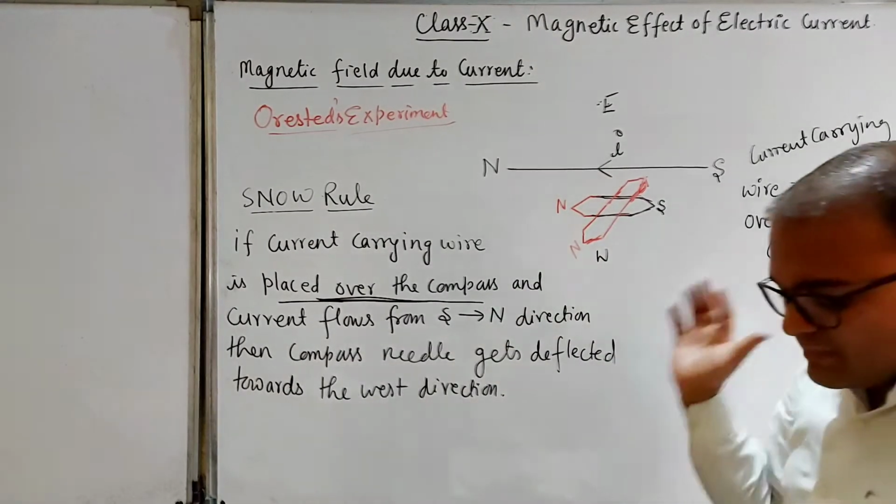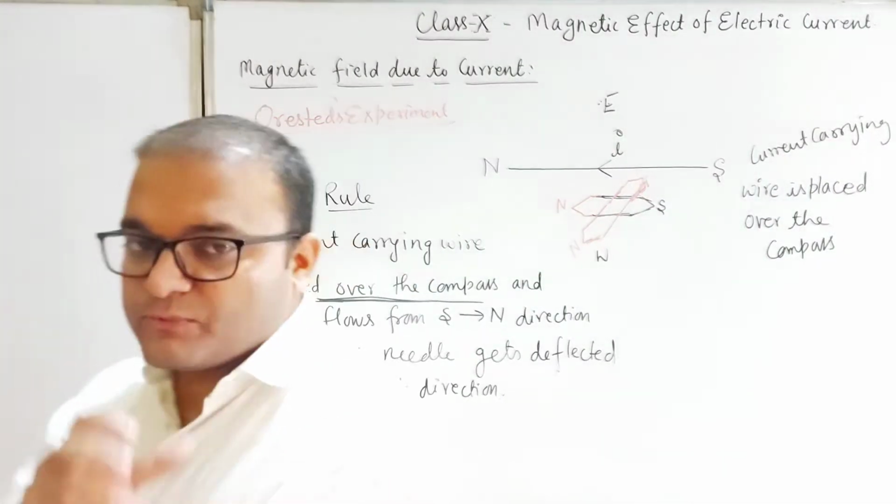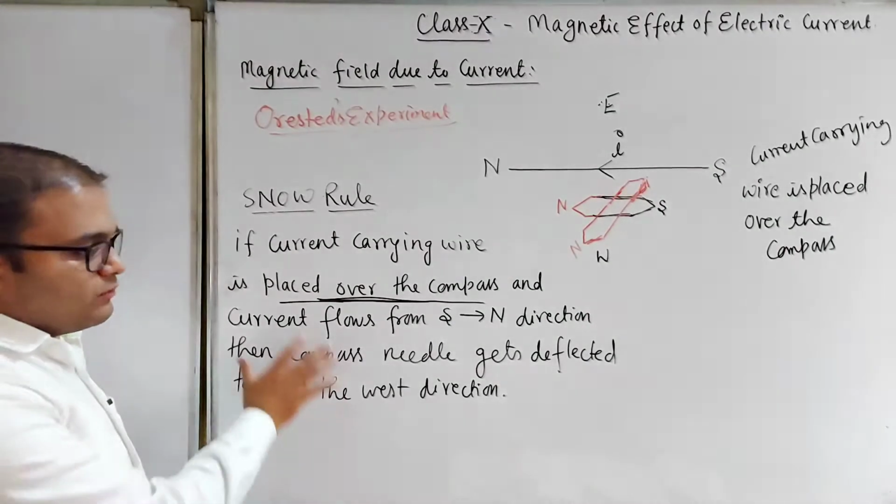OK, it means a current carrying wire produces a magnetic field. You can note down this one.